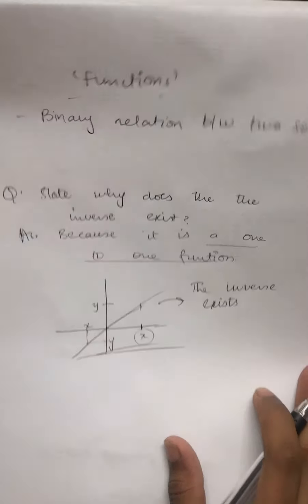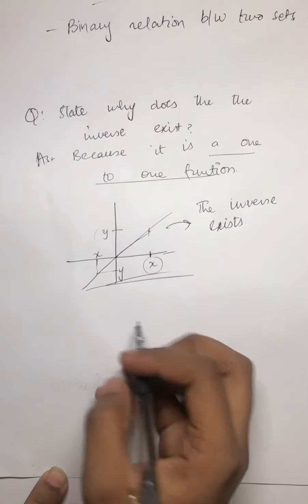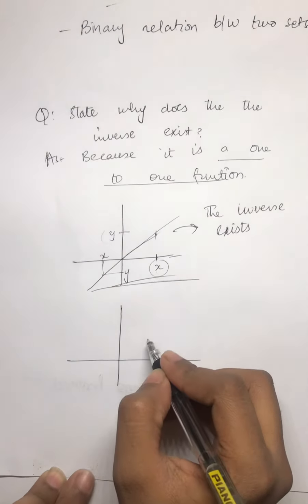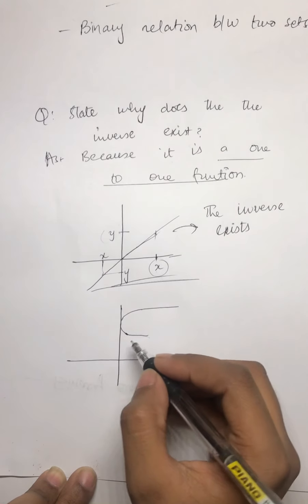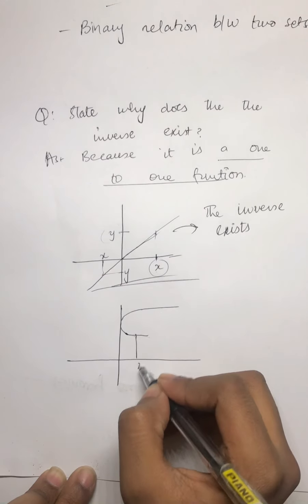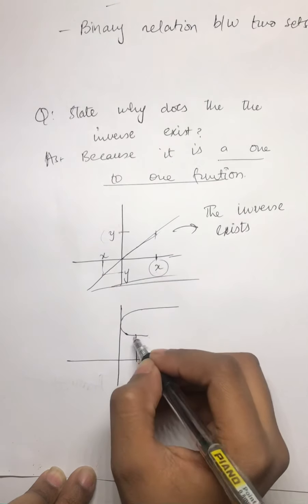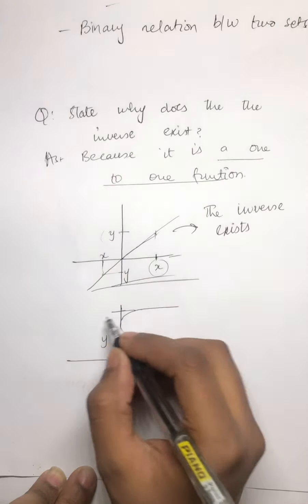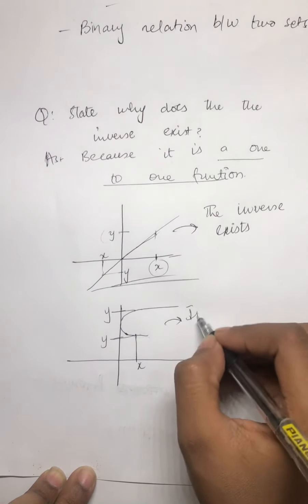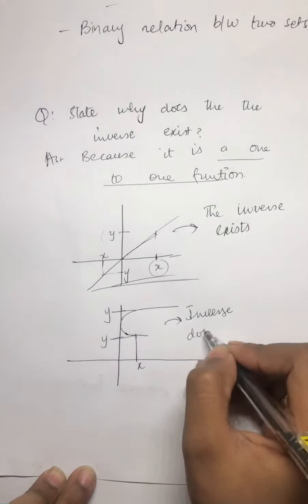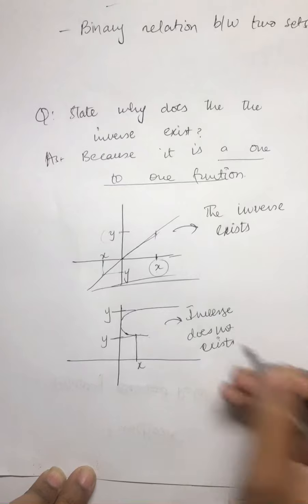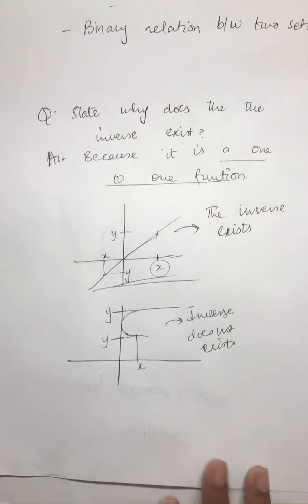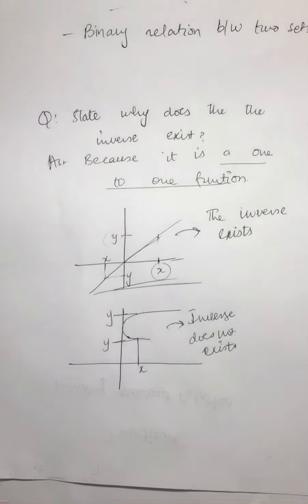So let's move on and take another example. If we have a graph like this, do we have a single value of y for this corresponding value of x? No, there are two values of y, so the inverse does not exist. Got it?